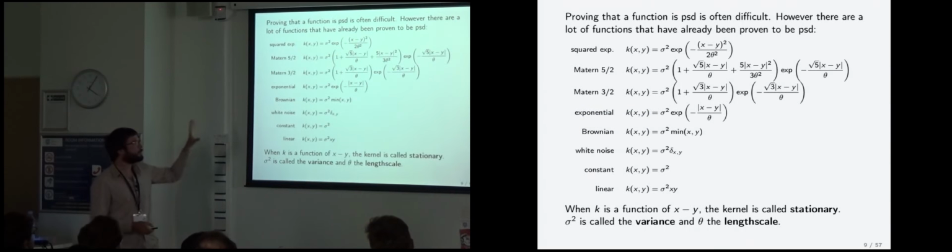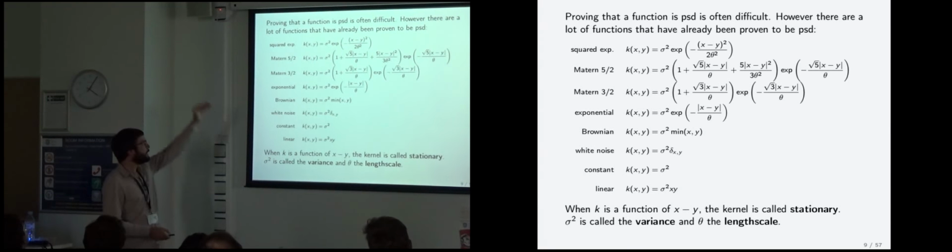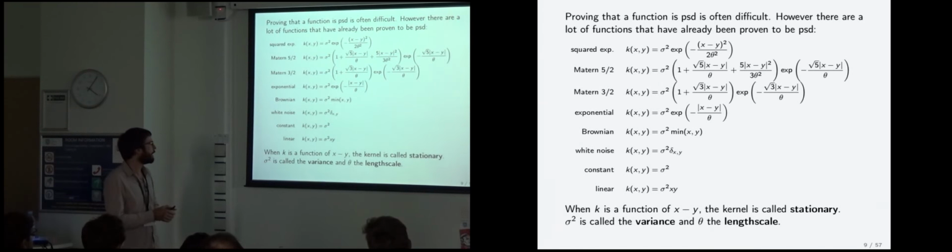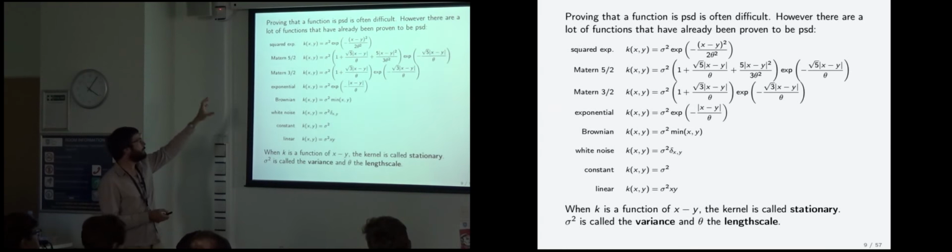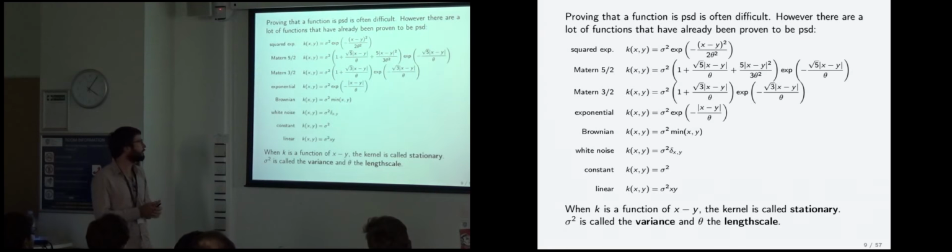But there are, in the literature, a vast amount of functions that have already been proven to be positive semi-definite. So you can choose any of these and build a GP model based on any of these covariance functions. The most common one would be the Matern covariance function, the squared exponential, but you also have some very classic ones, like the Brownian covariance function. You have basically as many as you want.